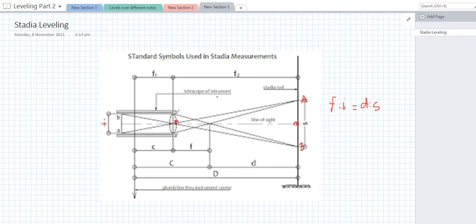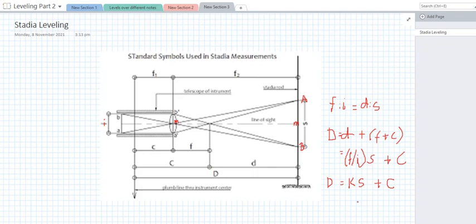So for a horizontal setup of a Stadia, we can compute for the value of the horizontal distance D, which is equal to D plus F plus C. Or we know that D is equal to F over I multiplied by S. So you can simplify the equation, plus C. Or F over I is also known as K times S plus C. So in any horizontal setup of Stadia, we can compute the horizontal distance, which is equal to Ks plus C.